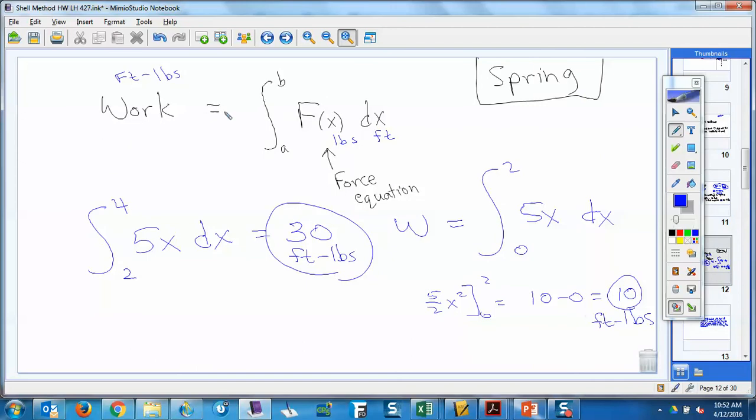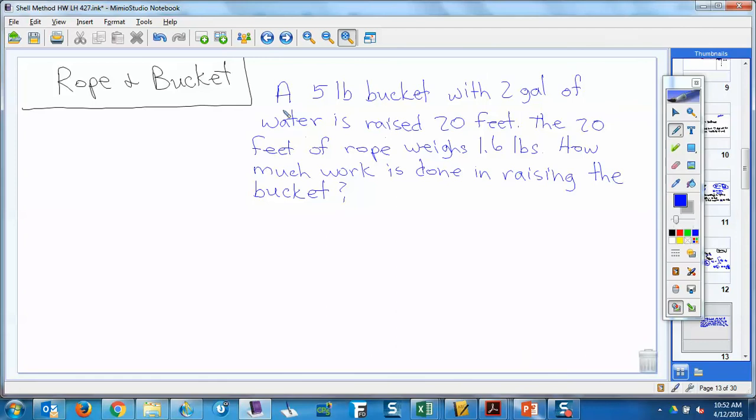That's what goes into your integral. And then you have to figure out from what to what. Am I stretching the spring? That's it. That's all the more difficult a spring problem can be. Okay? All right. Now let's look at this problem.